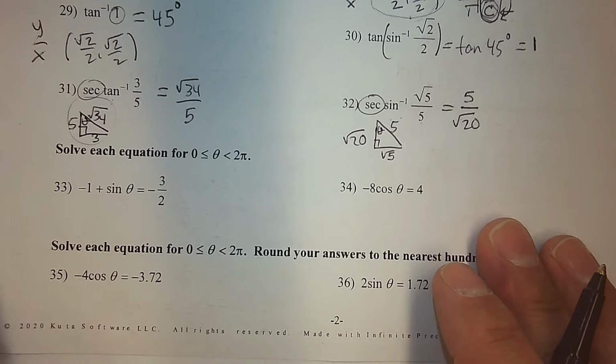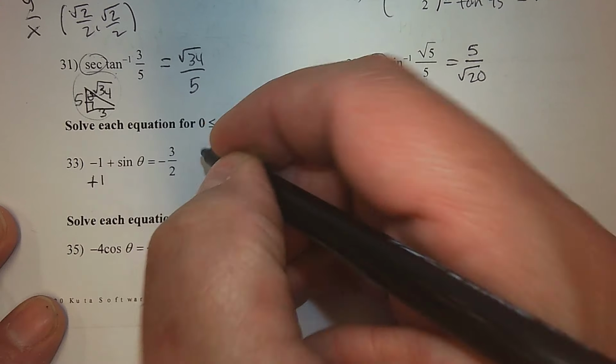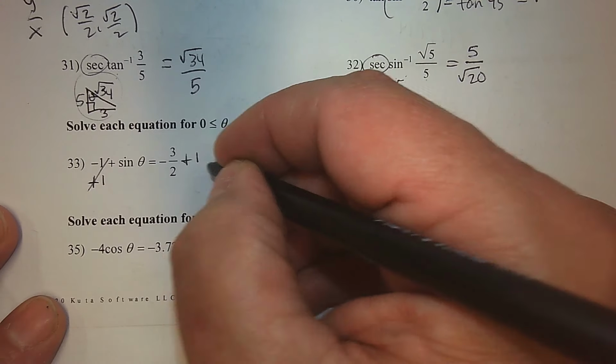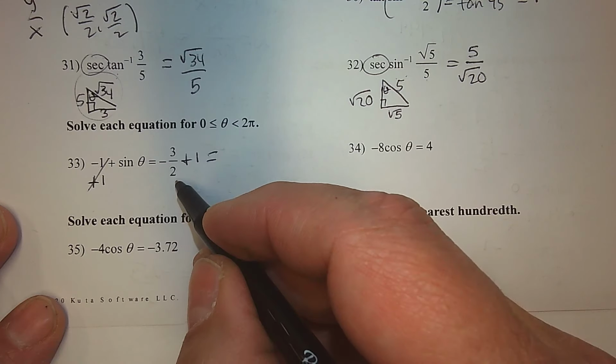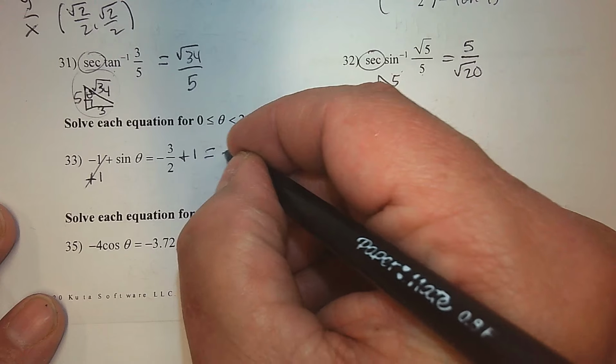Hey, can you solve a trig equation? So to get sine theta by itself, you would add 1 to both sides. And when you add 1, negative 3 over 2 plus 1, that's like negative 1.5 plus 1. You get the answer negative 1/2.